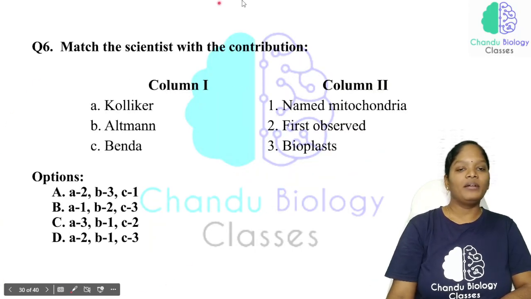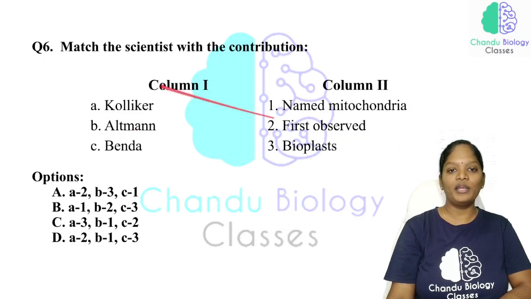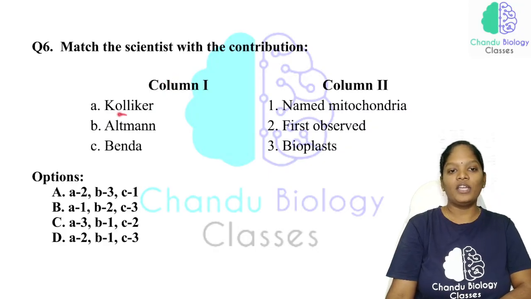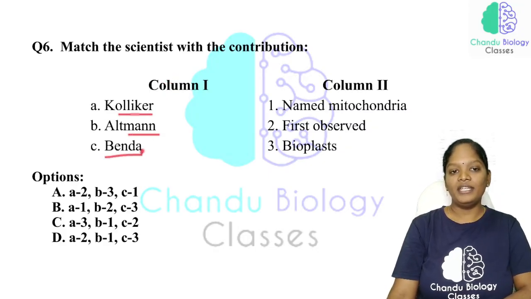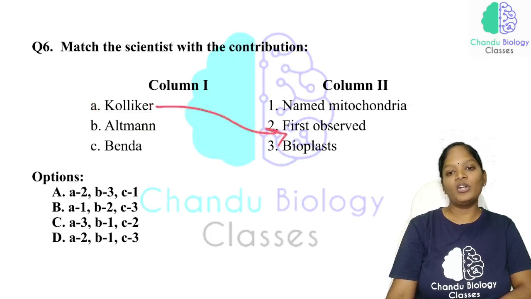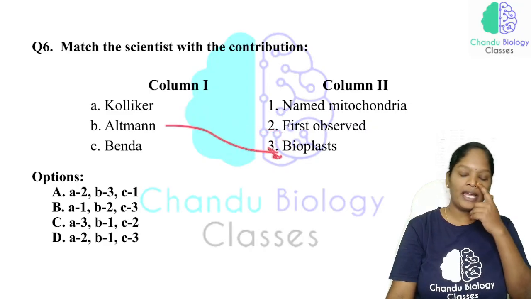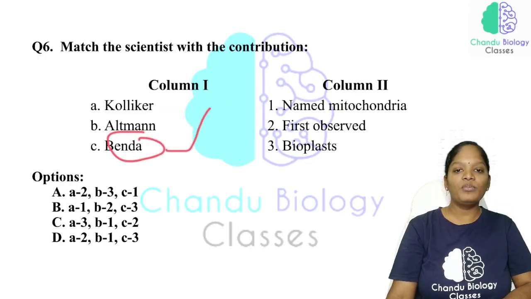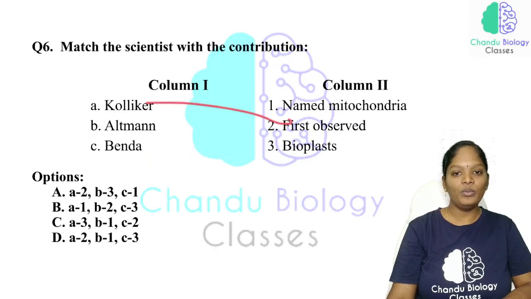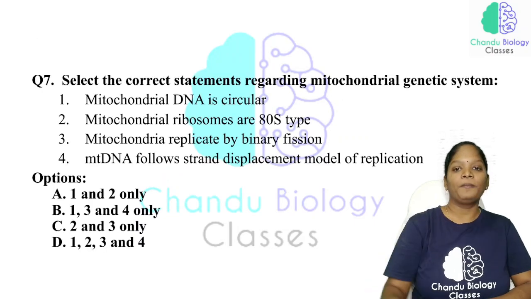Now, again, match the following question regarding the scientists and their contributions with respect to the mitochondria. Kolliker, Altman and Benda. Kolliker is the one who first observed the mitochondria, in which type of cells? Muscle cells. Altman is the one who named the mitochondria as bioplast. And Benda is the one who named them mitochondria in place of bioplast. So the answer will be 2, 3, 1. So option A is the right answer.